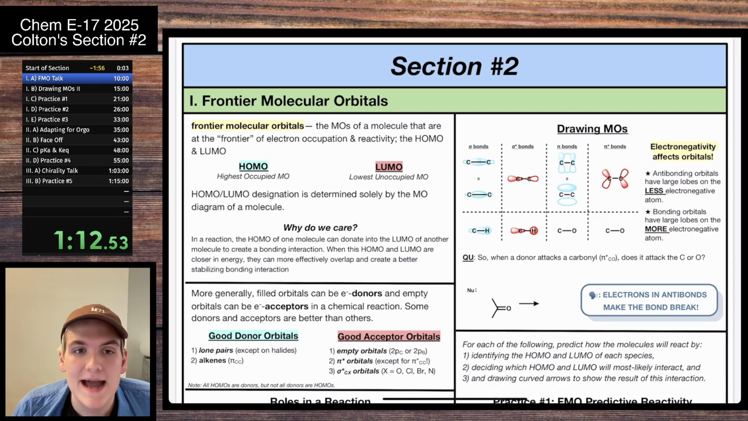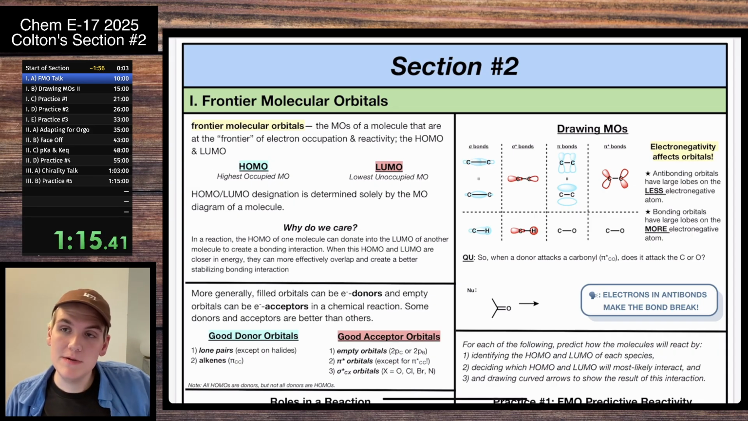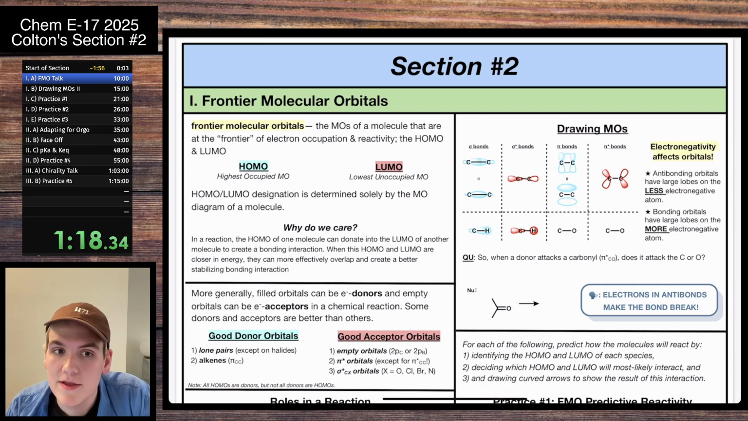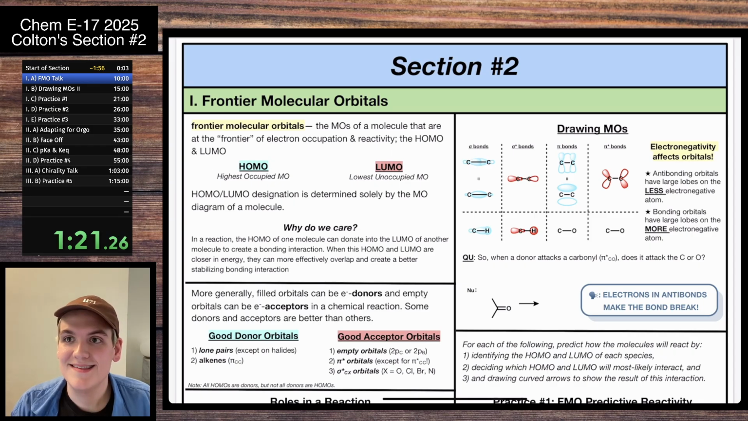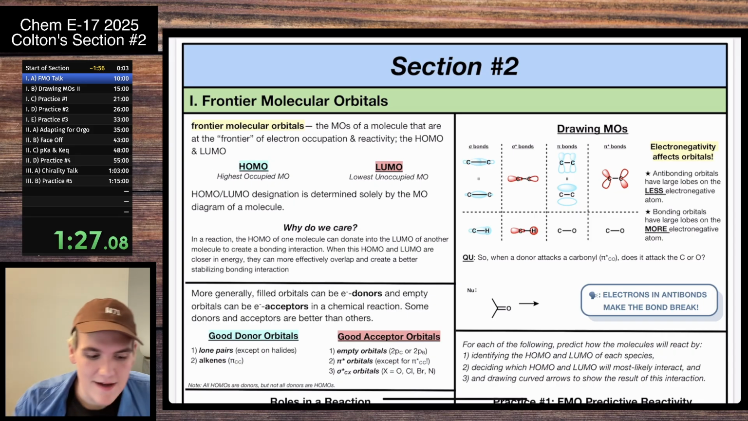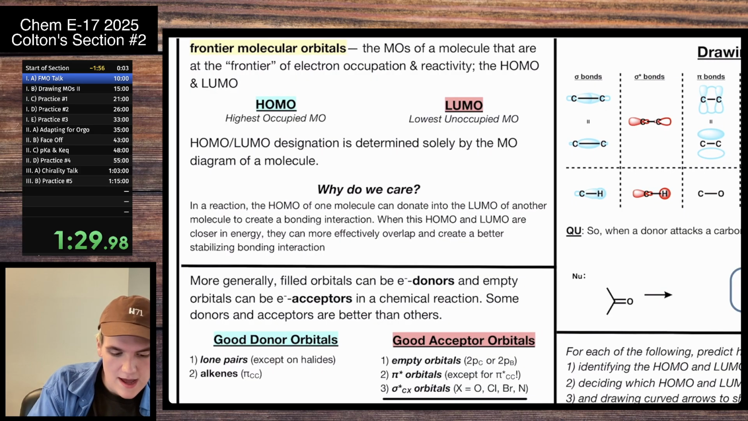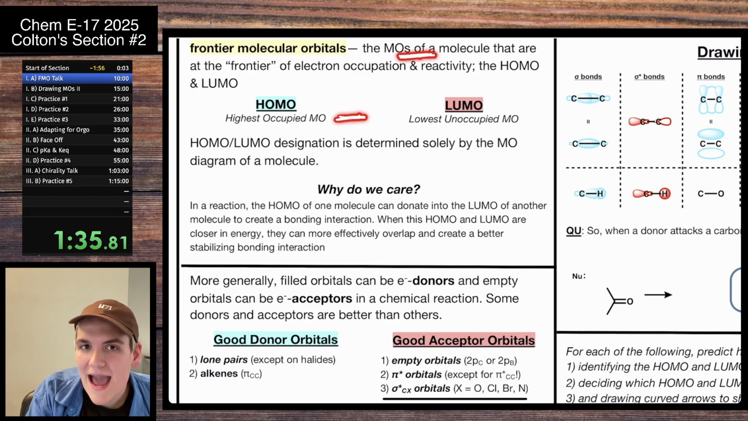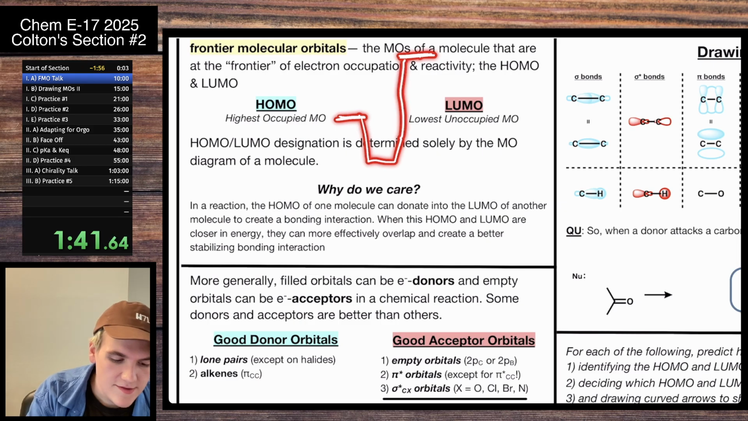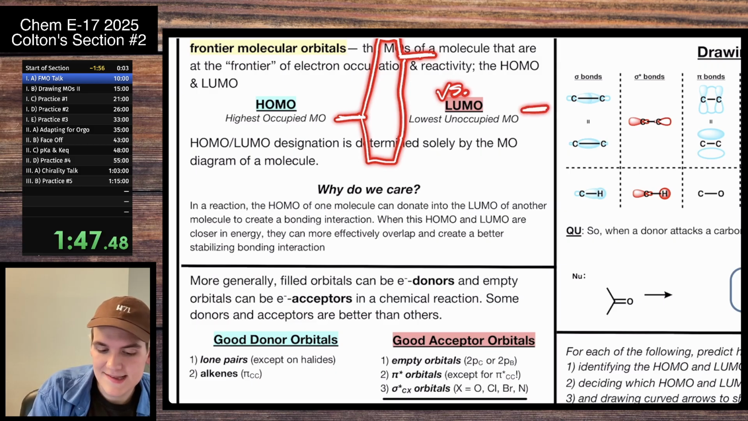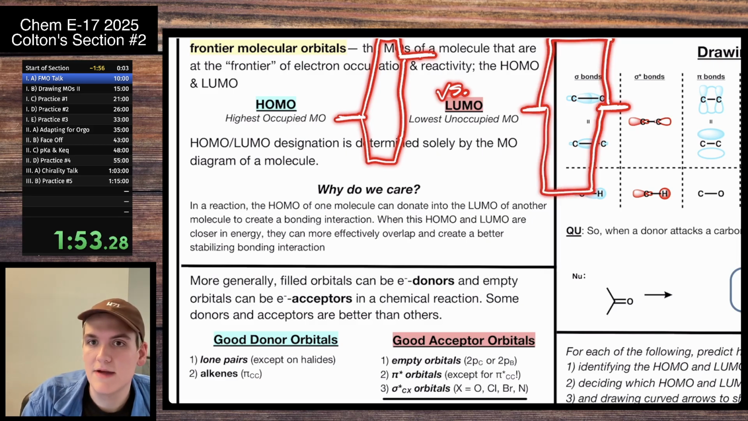In a reaction, the HOMO of one molecule can donate its electrons into the LUMO of another molecule and create a bond. That's essentially the big idea here. There's this donor and acceptor interaction. If we have a HOMO at this energy level and a LUMO at this energy level, they are not going to have as good an energy overlap. When they come together to form a bonding interaction, it's going to do a little bit of stabilization. But if our HOMO and LUMO are at similar levels of energy, then we are going to have a much more stabilizing bonding interaction form between them.